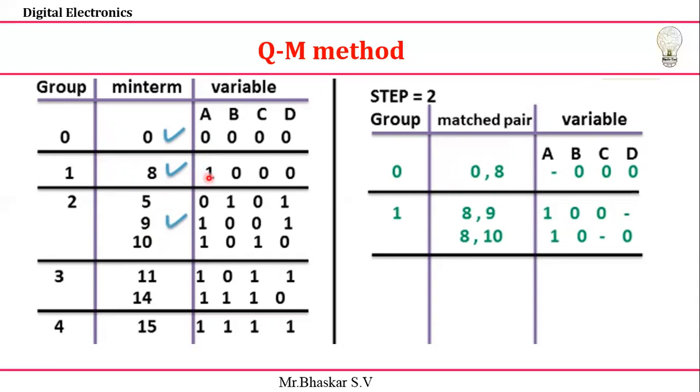Looking at 8 and 10, 1 1 are the same, 0 0 are the same, and this bit is changing, 0 to 1, and this one is the same. So I'm going to take it as 1 0 dash 0. This bit is changing, that's why I've taken a dash. Hope you understand. Next, is 1 possible with respect to the remaining ones? No, it is never possible.